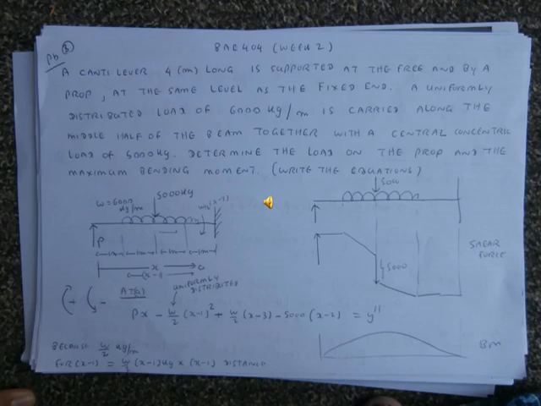Then we solve the next problem. A cantilever beam 4 meter long is supported at the free end by a prop, at the same level as the fixed end. A uniformly distributed load of 6,000 kg per meter is carried along the middle half of the beam, together with a central concentrated load of 5,000 kg. Determine the load on the prop and the maximum bending moment.